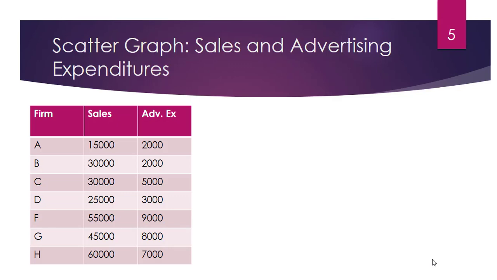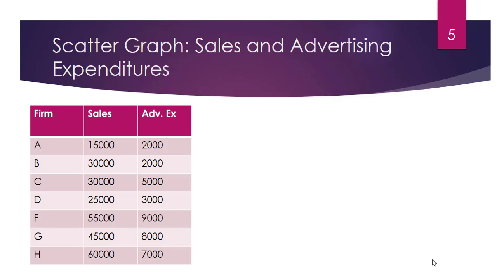For example, our first data point is firm A. This firm spends $2,000 on advertising and has sales of $15,000. Our second data point is firm B. This firm spends $2,000 on advertising and has sales of $30,000, and so on for the other 5 firms. In our sample, now given such data, what is the best way to present it?